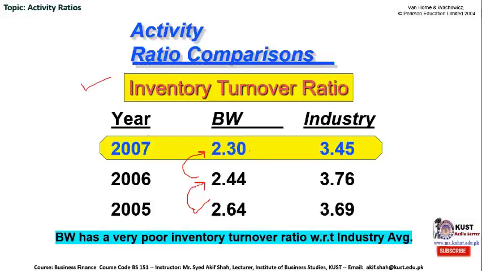We can also compare this ratio with the industry benchmark, and the industry benchmark tells us that the inventory turnover ratio in this industry is 3.45, which is the mean value of all the companies' inventory turnover available in this industry. So this is another comparison, which is an external comparison, and the external comparison is also not going in favor of Basket Wonder. Therefore we can conclude that the company's inventory management policies are poor and they need to be improved and emphasized.